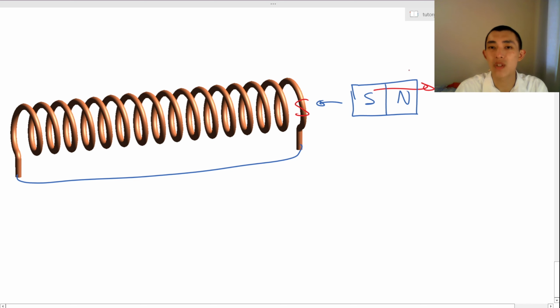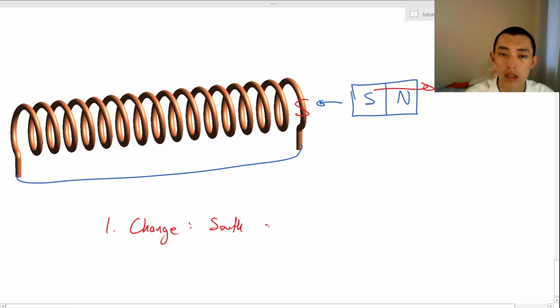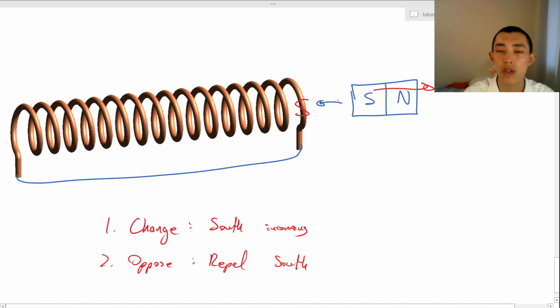It's going to be slowed down. It's going to become retarded with respect to this solenoid. So it's going to oppose the entry of the magnet. So step number one, identify the change: south incoming. So to oppose it, we're going to repel south. So the way to repel the south pole is by inducing a south pole.